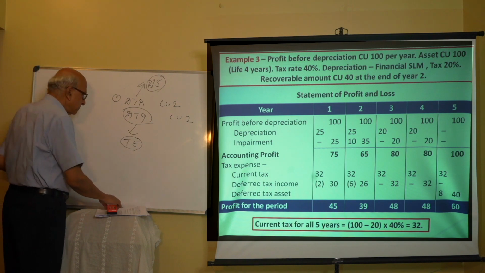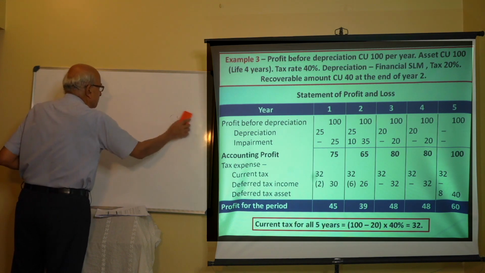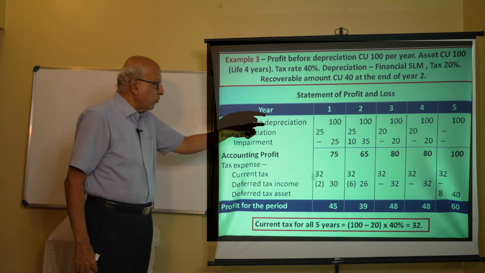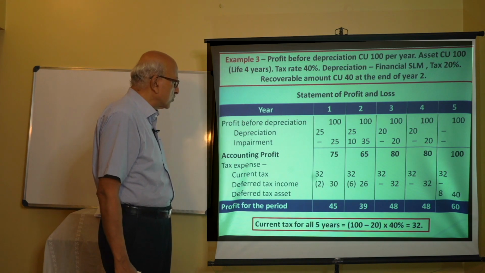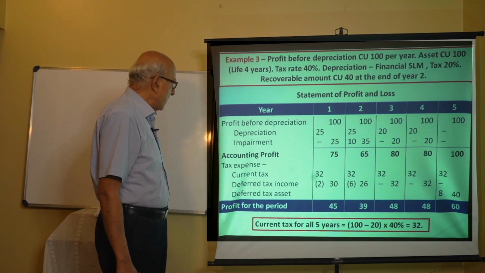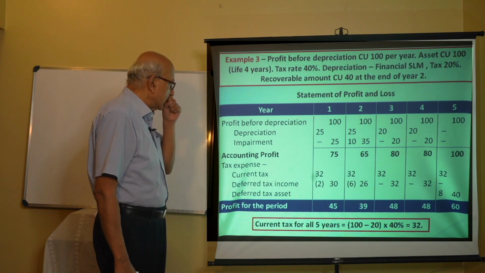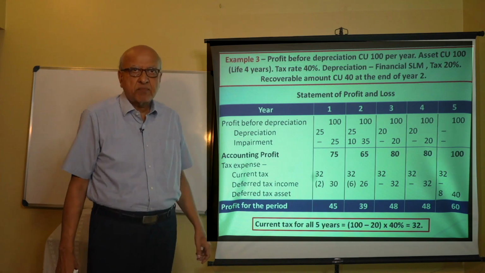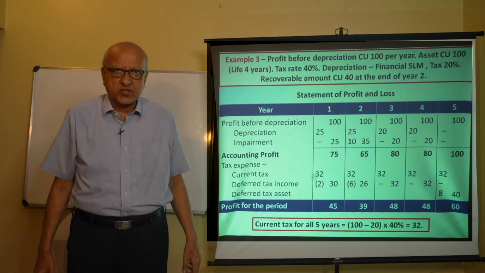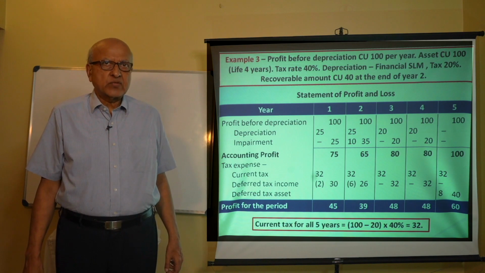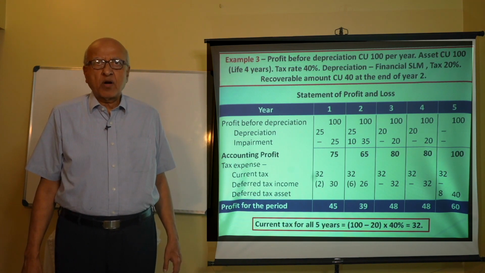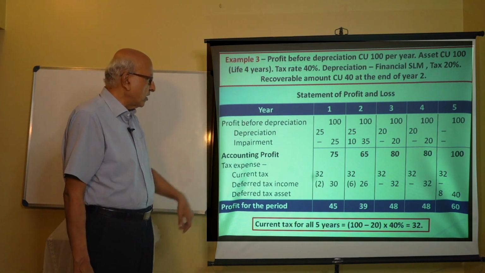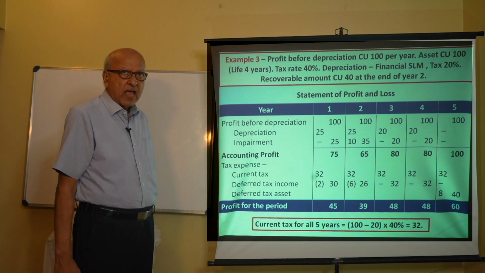Next year, so you can see also here 100 rupees, 25 depreciation, accounting profit is 75, and tax expense is 32 minus 2, 30. So as I told you earlier, there is a relationship between accounting profit and tax expense. If income tax is 40%, tax expense has to be 40% of accounting profit. You see, tax expense 30 is 40% of 75. That is the accounting profit.